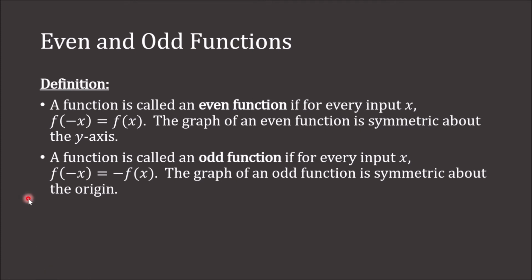Right? So this part here, f of negative x equals f of x, and f of negative x equals negative f of x, is the algebraic way of determining whether a function is even or odd. The second part, the symmetry, is the graphical way of determining whether a function is even or odd. Now note that it is possible for a function to be neither even nor odd.